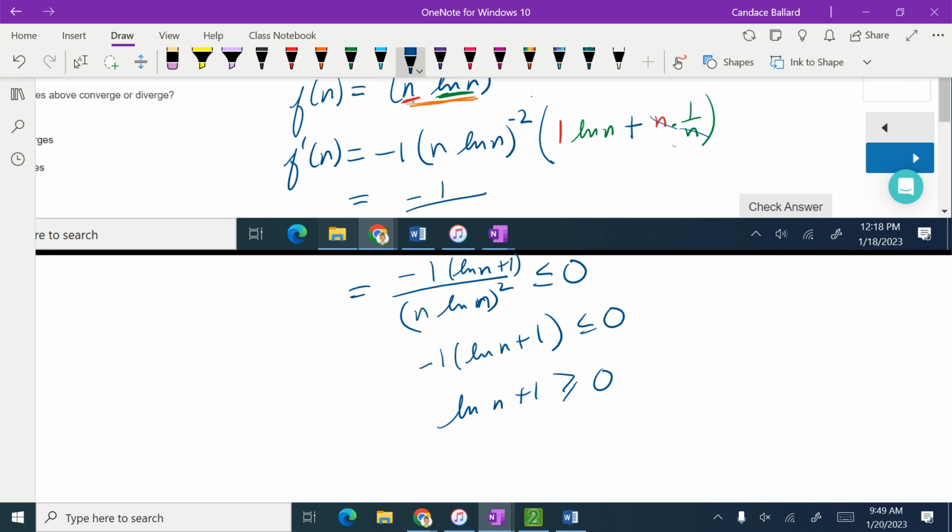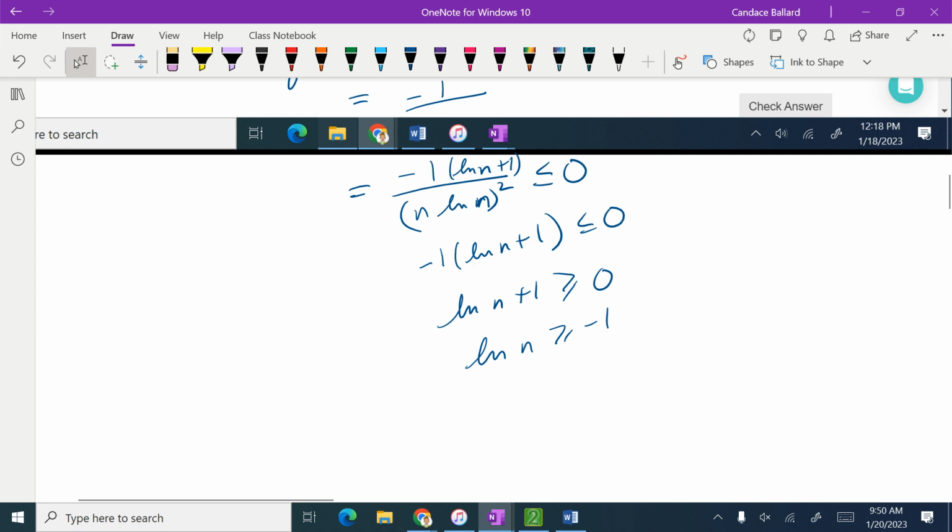All right, how do I move the 1? Subtract. Natural log of n is greater than or equal to negative 1. I totally made an arithmetic mistake when I did this earlier. Okay. All right, how do we get rid of the, oh sorry, the natural log? With e, right? Okay, so e to the natural log of n greater than or equal to e to the negative 1.